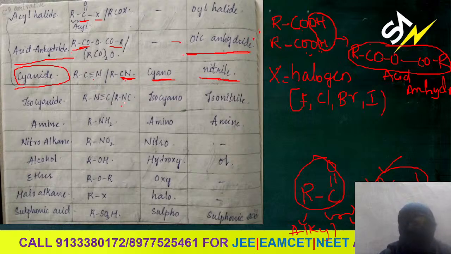Next, you can see that instead of CN you find NC. So yes, it is possible that carbon can be attached to nitrogen by NC, having 4 bonds here. Please remember, cyanide has 3 bonds, whereas isocyanide has 4 bonds. So cyanide is CN, isocyanide is NC. Again, the prefix and suffix are very easy. Only the word iso is coming here: isocyano, isonitrile.